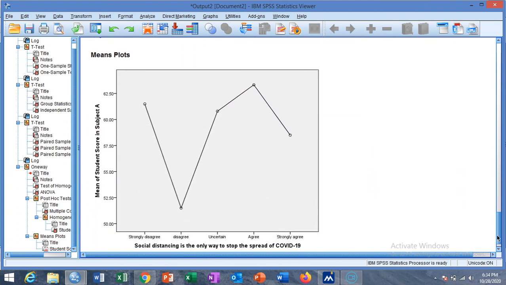So this is the mean plot of the student score for different groups. There are 5 groups, and the mean for group 1 is at 61 point something, and this is the mean of the second group, and this is the mean of the third group, and this is the mean of the fourth group, and this is the mean of the last group. So this was analysis of variance. I think this is enough for today. In the next video we will see more about statistical inference and testing.